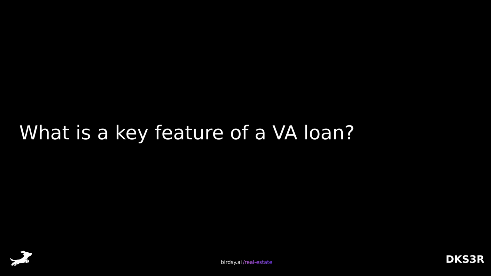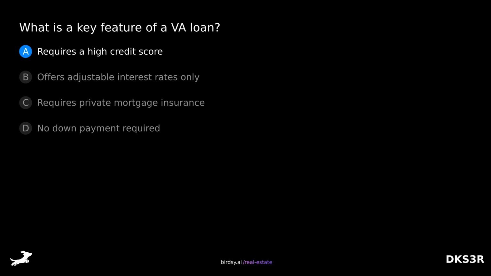What is a key feature of a VA loan? Is it A, requires a high credit score, B, offers adjustable interest rates only, C, requires private mortgage insurance, or D, no down payment required?